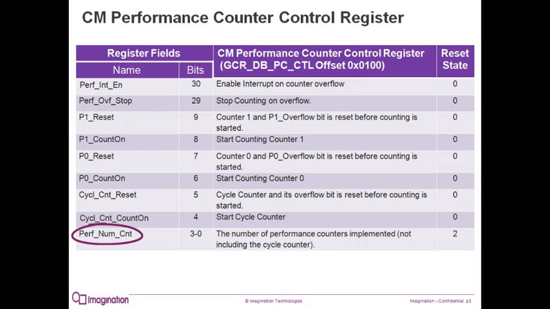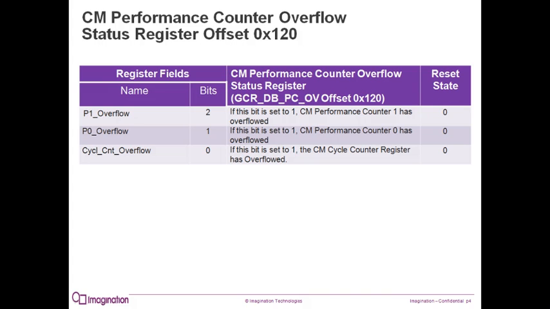The performance count number tells you the number of performance counters you have in the system. Currently, this will be set to 2. When a performance counter overflows, the corresponding bit is automatically set in the CM performance counter overflow status register. A status bit is cleared by writing a 1 to it.